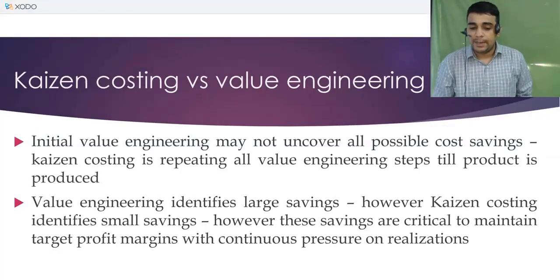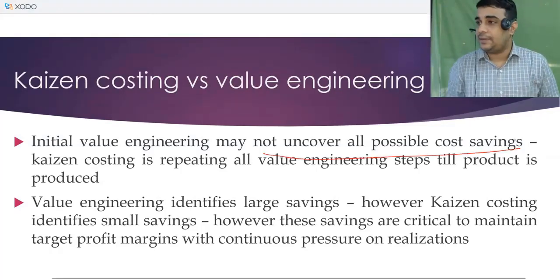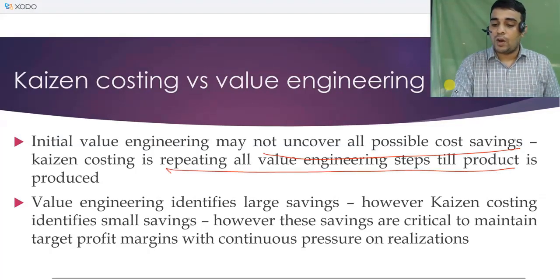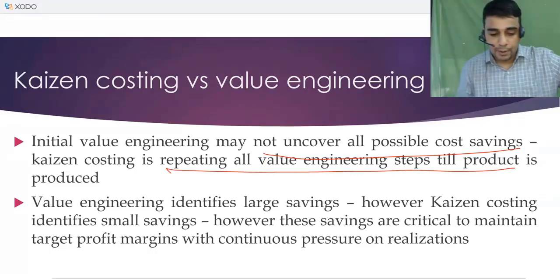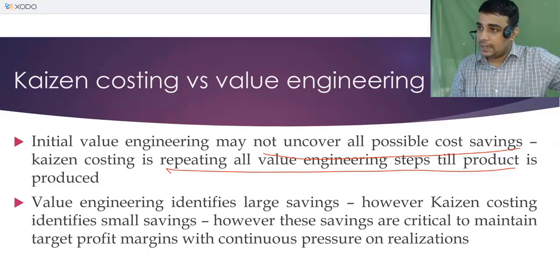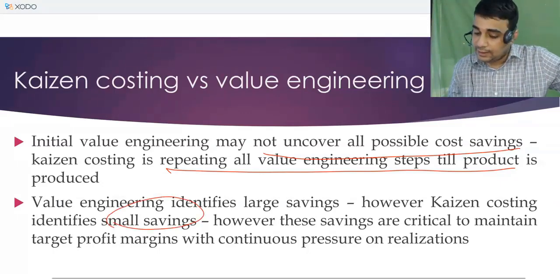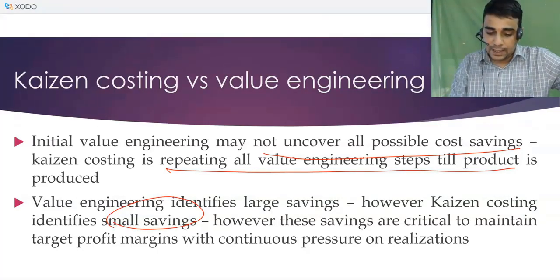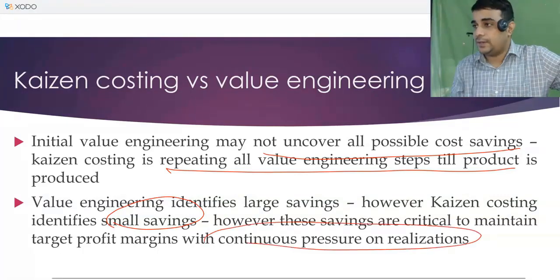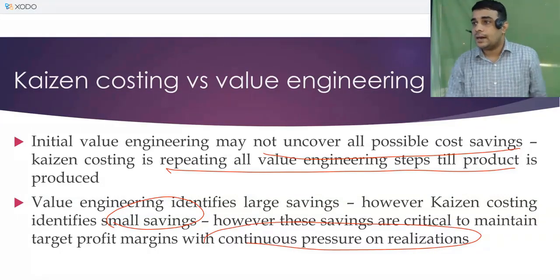Initial value engineering may not uncover all possible savings. Kaizen costing is repeating all of value engineering till the product is produced. Value engineering identifies large savings. Kaizen identifies small savings. These small savings are critical to maintain the target profit margin with continuous pressure on profit. There is always a pressure on realizations.